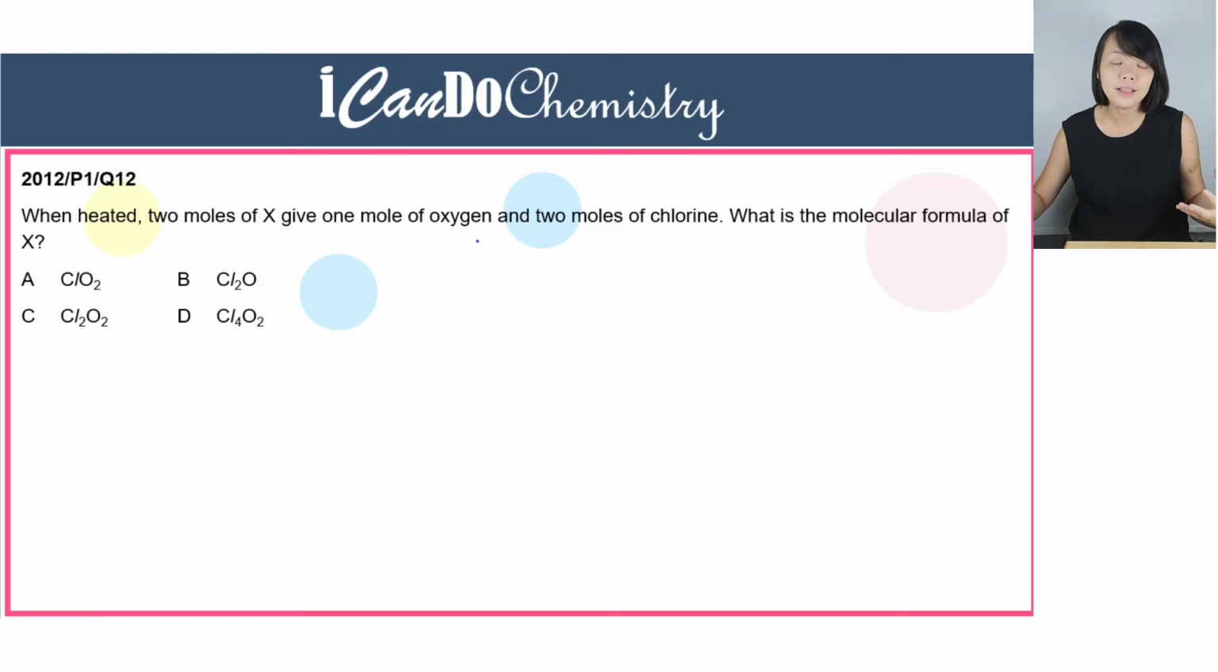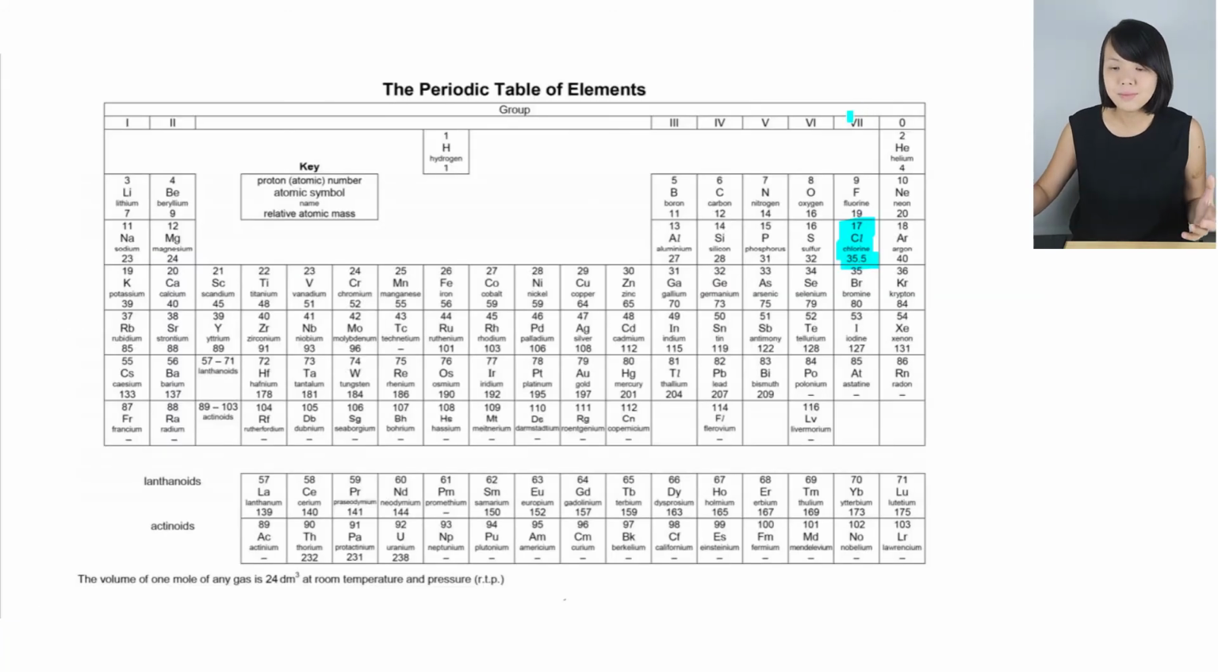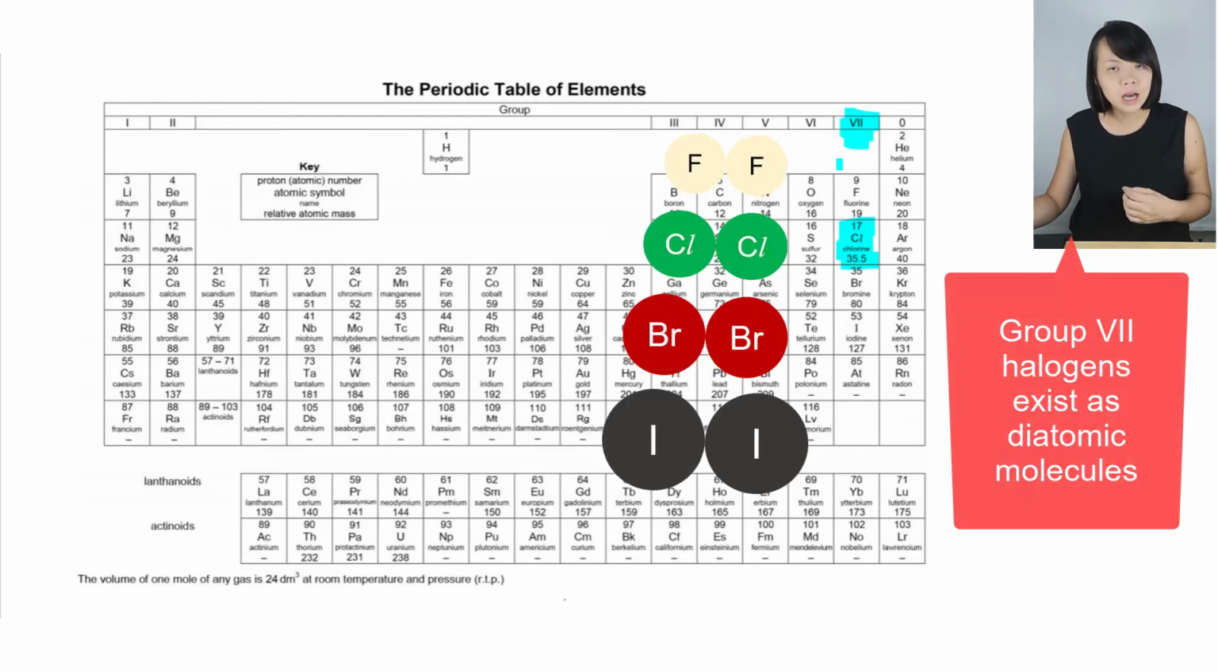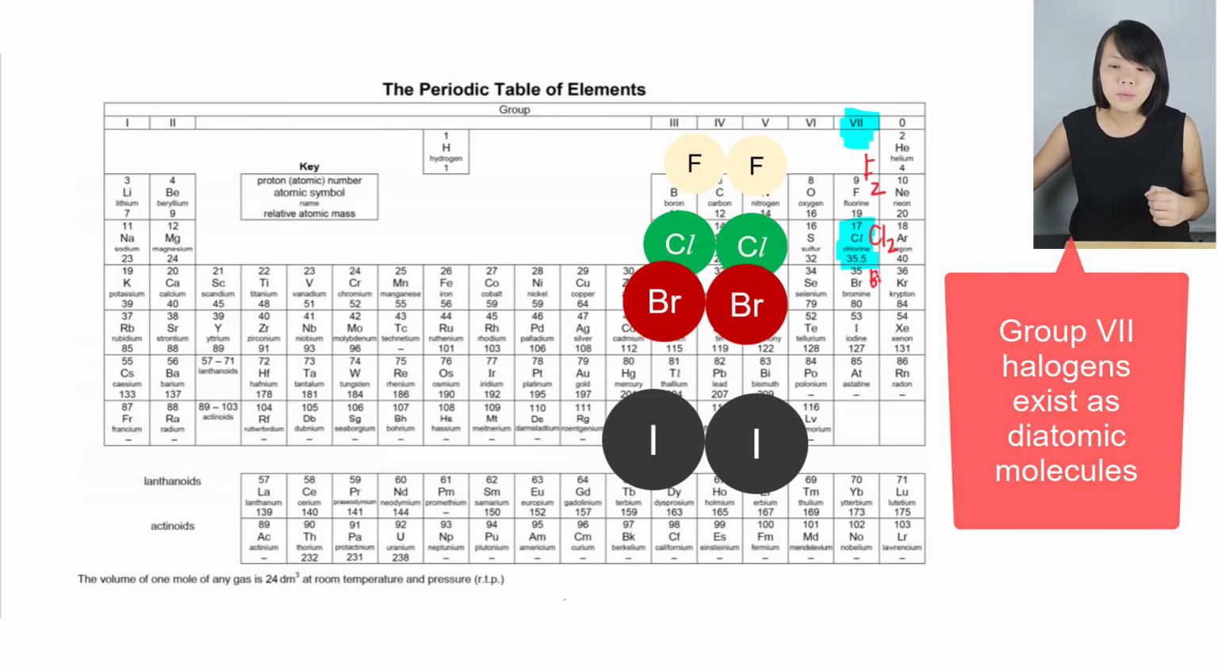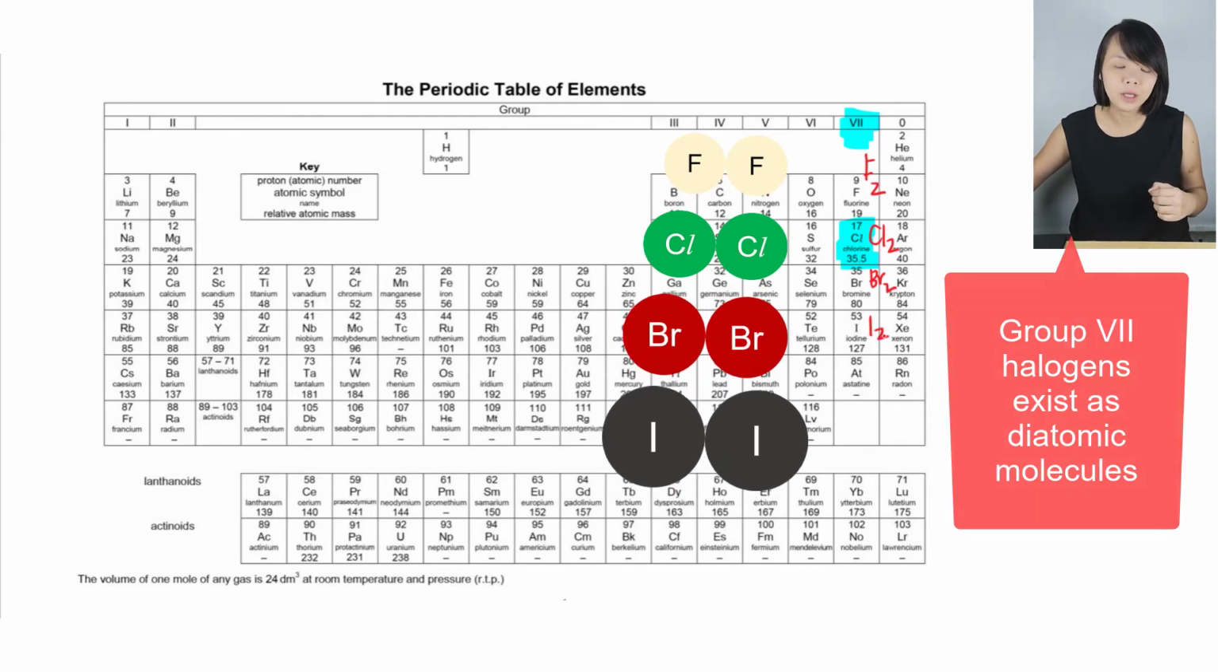So before we even write down the chemical equation, we gotta determine what is the chemical formula of oxygen and chlorine. Now oxygen, the chemical formula of oxygen gas is O2. The chemical formula of chlorine gas is Cl2. Now chlorine is in group 7 of the periodic table. All the elements in this particular group, they exist as diatomic molecules. So the chemical formula of fluorine will be F2, chlorine will be Cl2, okay? Bromine will be Br2, iodine will be I2.